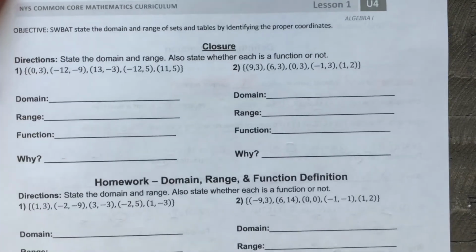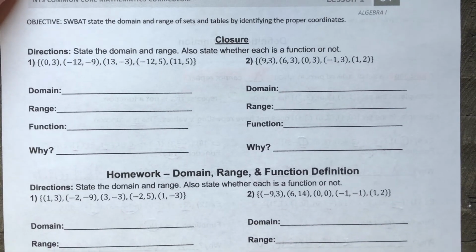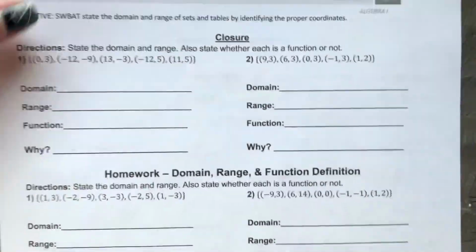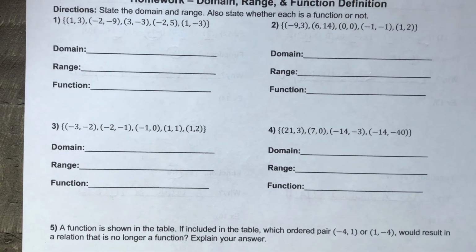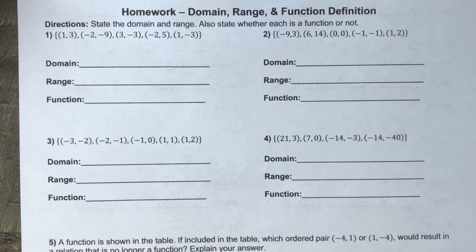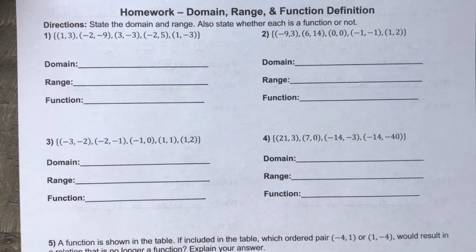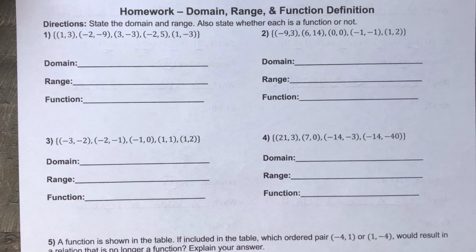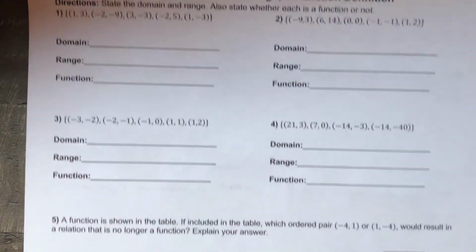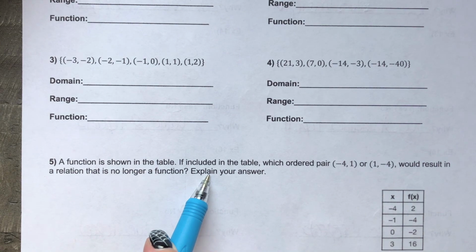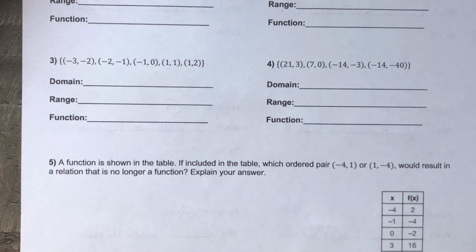All right, make sure you go to the last page and you get the closure done on your own. You got to make sure that you are answering this completely. And then the same thing with the homework, which is right underneath. Make sure that you are showing all of your work on the homework. You should be listing the domain and range in numerical order, right? That's number order. All right, and then number 5 says to explain your answer, make sure you are using some type of vocabulary when you are explaining.